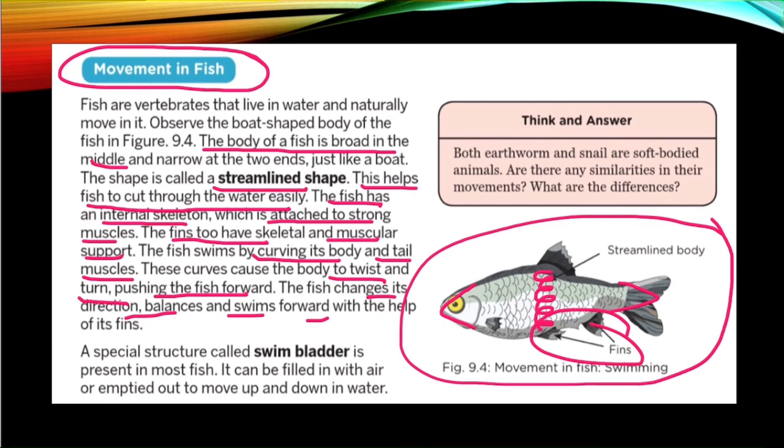One more, a special structure called the swim bladder is present in most fishes. It can be filled with air or emptied out to move up and down in water, and thereby prevents the fishes from floating or sinking in water. Now let us move on to a new topic, birds.